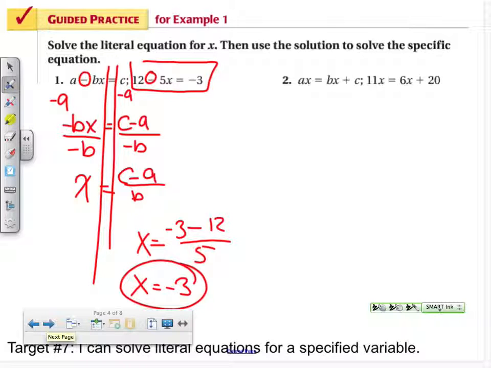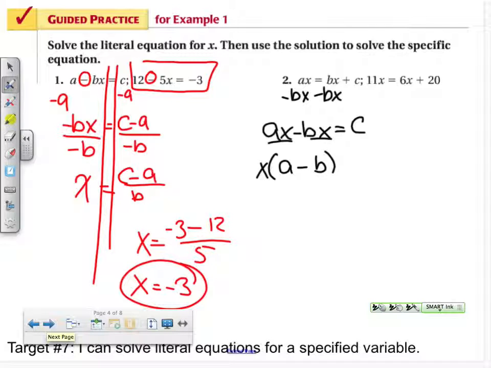All right, for number 2, I need to move the x's together. So I'm going to subtract bx from both sides. So I got ax minus bx equals c. This one's a little tricky. We got common terms there. They both have an x. So what I'm going to do is factor it out. Some of you may be familiar with talking about it as reverse distribution. X is on the outside, a minus b, if we distributed x, would be what's got us on the inside. So x times a minus b equals c.